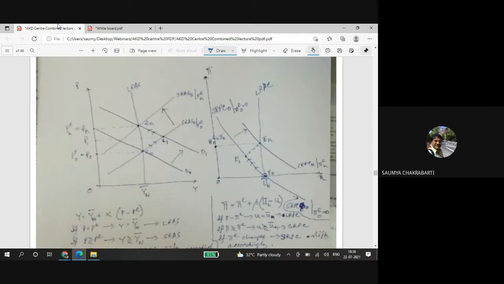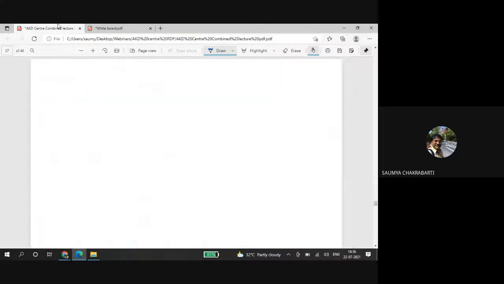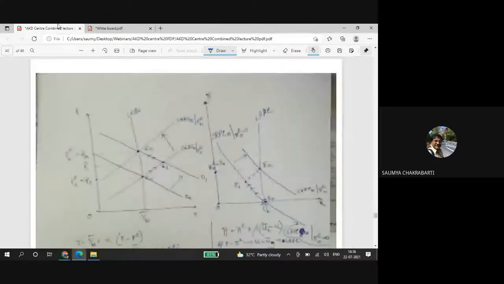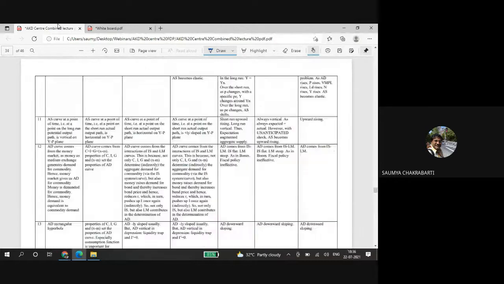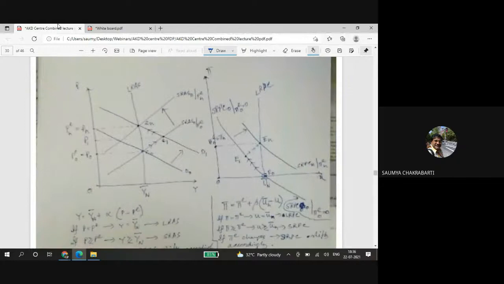Actually, I don't know. Let me check. No, I have not put that derivation here. If anybody asks, then I can go into that discussion. There is another diagram for that.